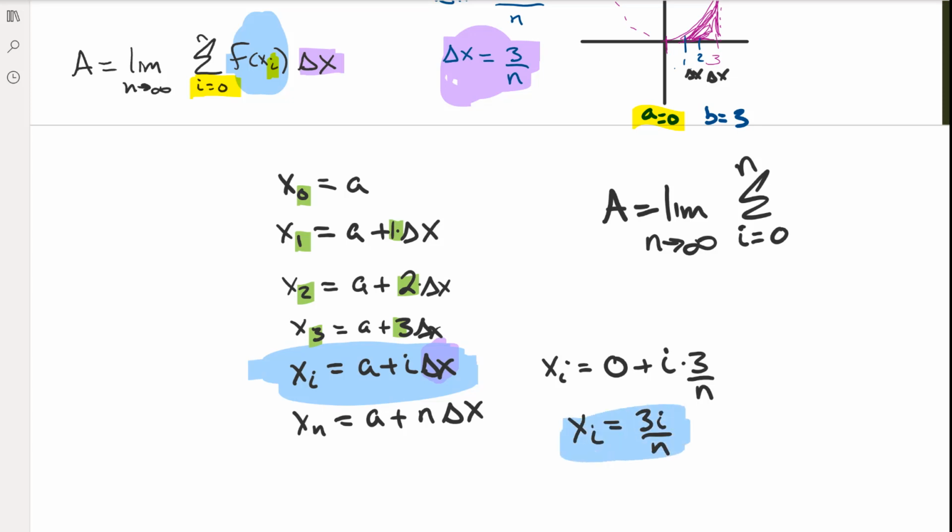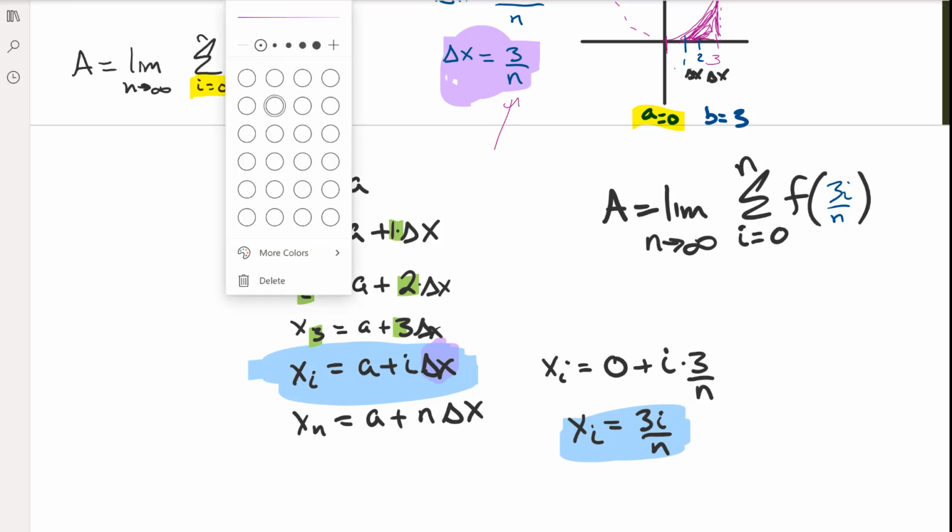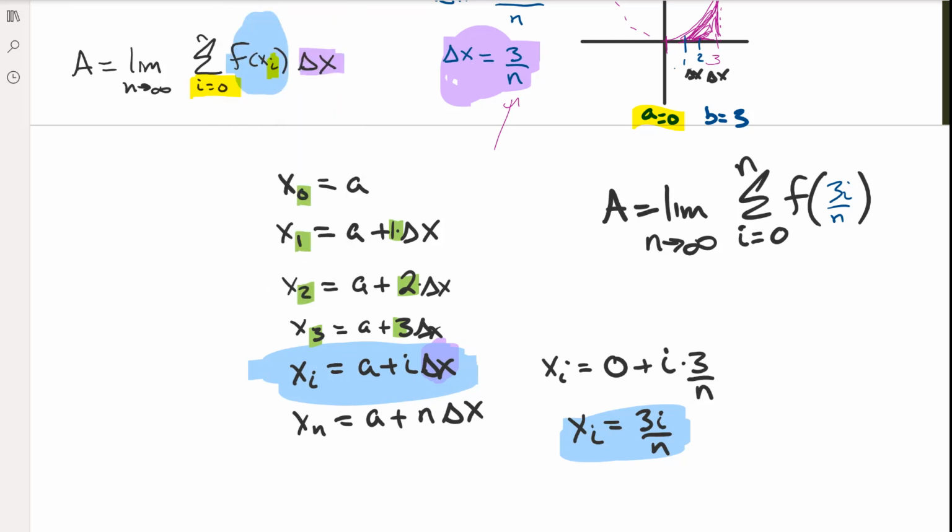So let's put that in, but we put it inside of our function. Oh, you thought it was done. No. So we got our 3i over n we pop in. Now we got to put in our change in x. Well, that's not that big of a deal. Our change in x, wasn't that from right here? That was equal to 3 over n. We're almost there.